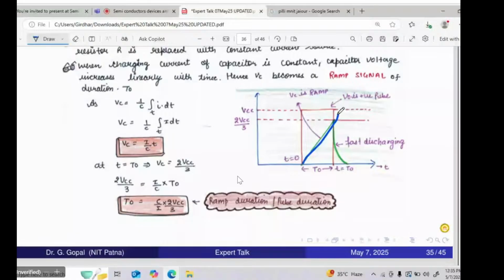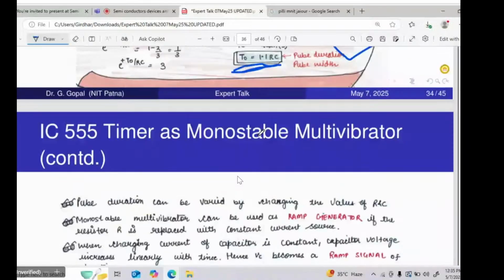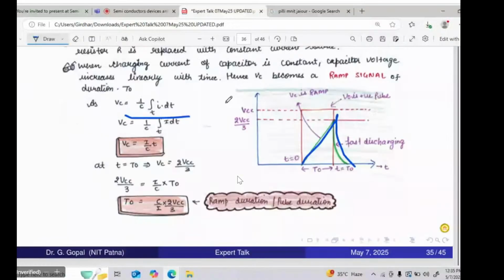Because please note this relationship here. I equal to C dVc by dt, meaning the current flowing across the capacitor is represented by C dVc by dt, right? Now you can calculate Vc here. Vc is 1 upon C integration of I dt. Now I is the constant current source here.